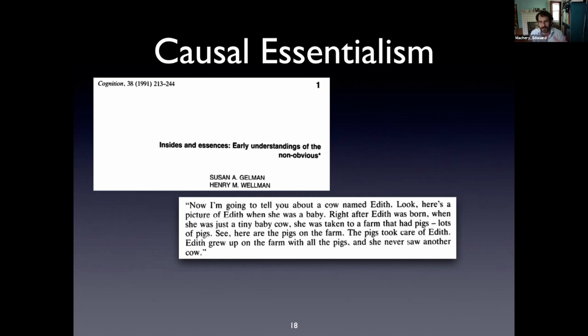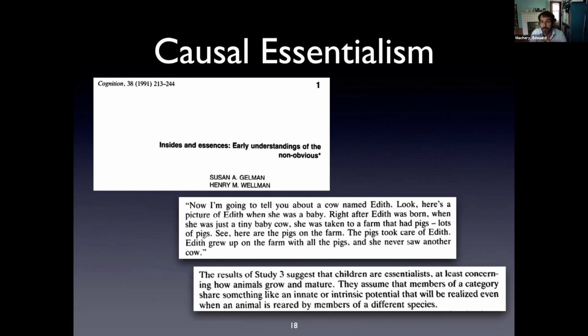And then you describe a bit the situation: the offspring only sees cows, and so on and so forth. And then you ask children what the pig will look like and what it will do when it grows up. And what you find out is that, as she puts it, children are essentialists.